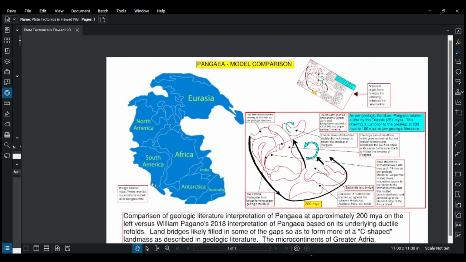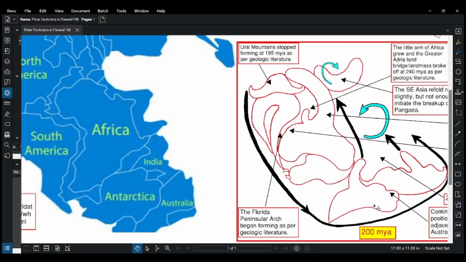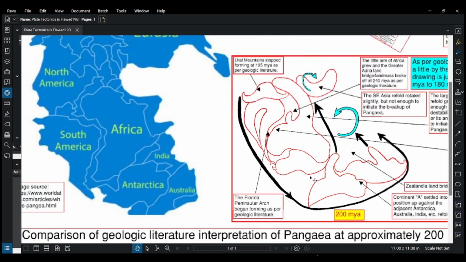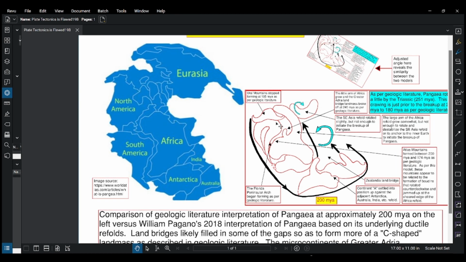The only thing that's missing here on the geologic model is there's no continent A. There's my continent A right here. And lots of similarities. Check it out. Oh, well, a major difference is that everything is like a bunch of brittle puzzle pieces here on the geologic model, and mine is driven by these ductile refold structures below.